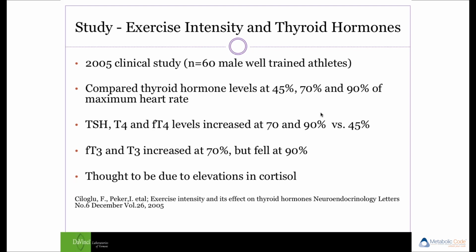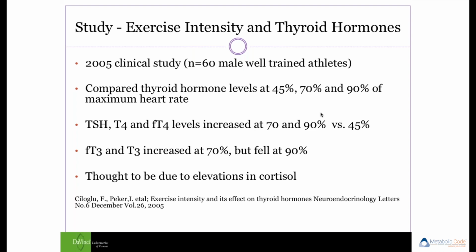So what does this look like, again, in a clinical study? Well, when we look at exercise intensity and thyroid hormones, this is a 2005 study in 60 male well-trained athletes. They looked at intensity of exercise and then measured their thyroid hormone levels. So they compared thyroid hormone at 45%, 70%, and 90% of maximum heart rate. And they specifically measured TSH, T4, and free T4 levels, which increased at 70 and 90% versus 45%. And free T3 and T3 increased at 70%, but fell at 90%.